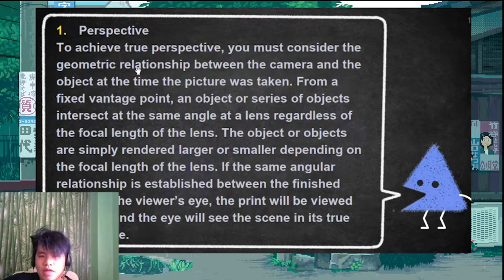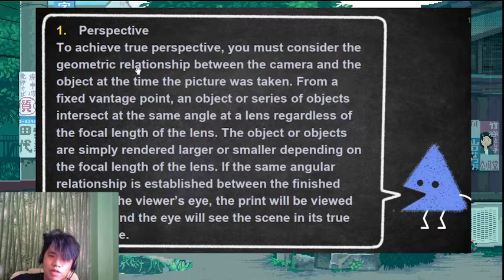So, perspective: you must consider the geometric relationship between the camera and the object at the time the picture was taken from a fixed vantage point. Or if you want to photograph what the witness said, where he witnessed it, you go to his place itself. To prove what the witness is saying, you take a picture and see that what happened is within the witness's eyesight.